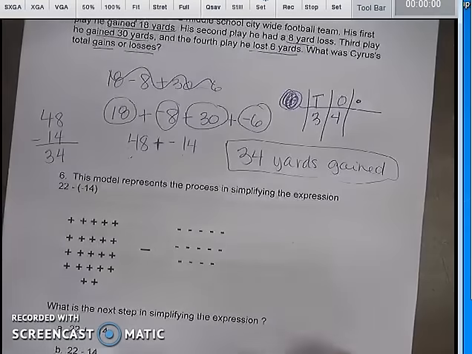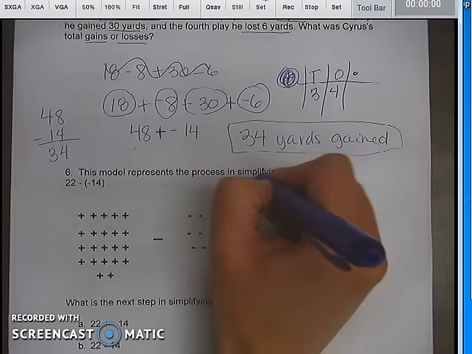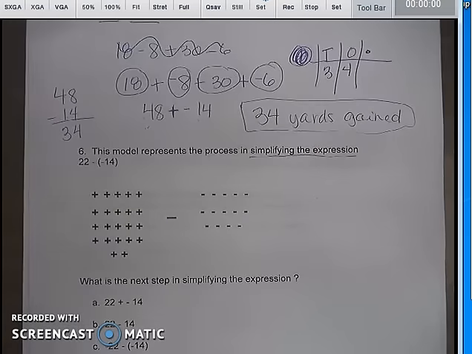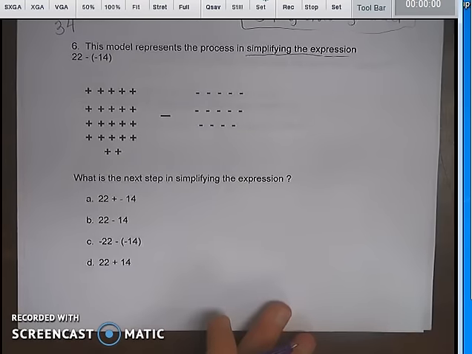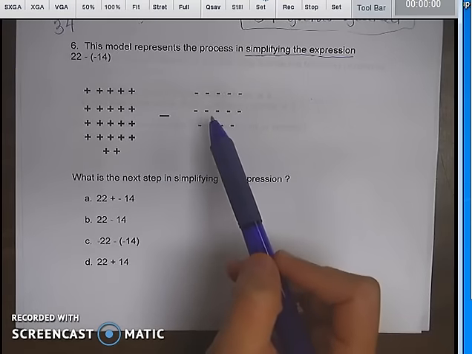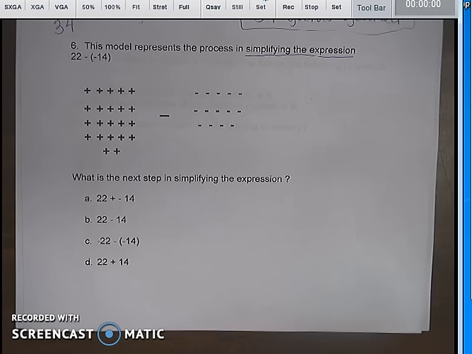Okay? All right, now this one right here, it's a model. It says the model represents the process in simplifying the expression 22 minus negative 14. Okay, simplifying the expression is just a fancy way of them saying solve the problem. Okay, on this problem right here, on your actual test, you have counters. You have positive counters and you have negative counters. Okay, and then every single answer choice is counters. Okay, I didn't want to, and Mr. Ashmore didn't want to make all of these counters, so he just said what would be the next step.